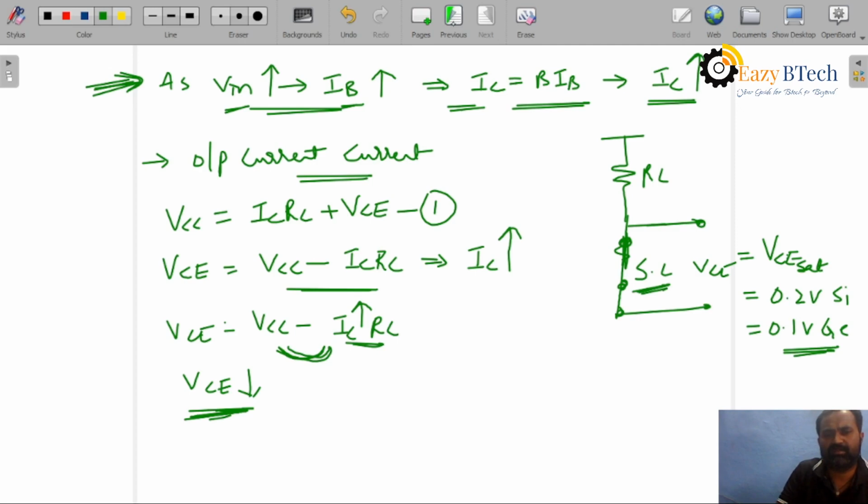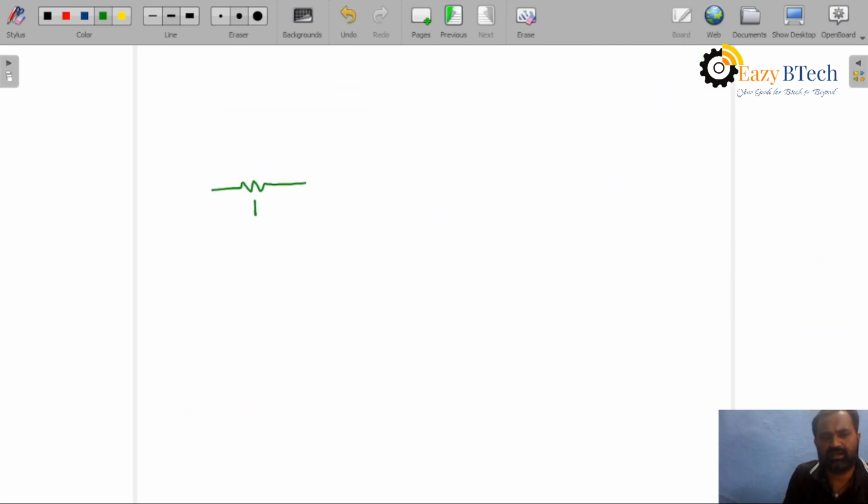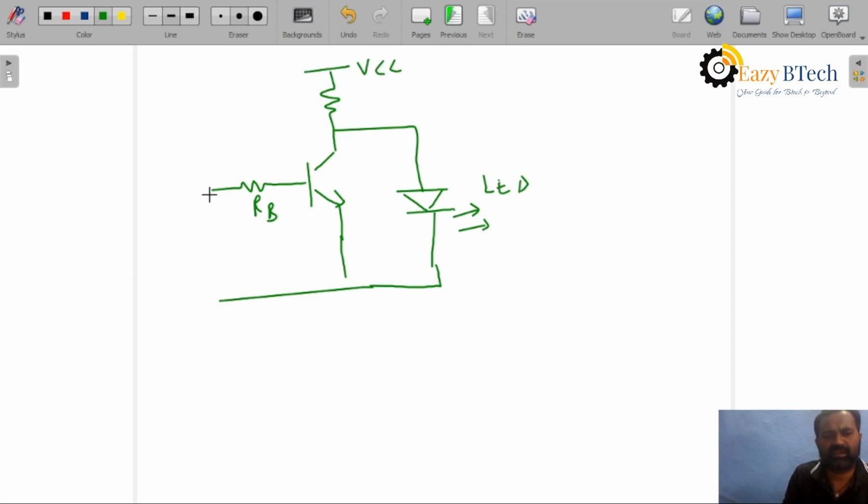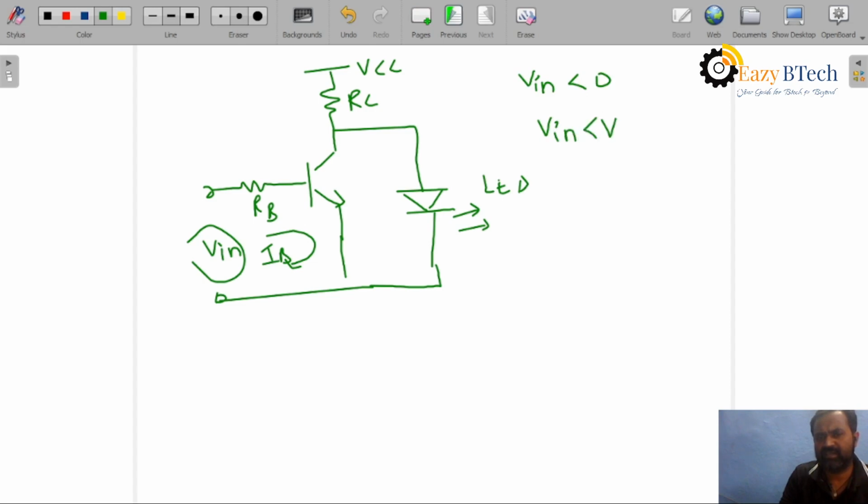Similarly, a basic simple example we will discuss here. This is RB, this is a transistor, and if you connect here, suppose a better example, an LED, it is VCC, V in you are applying as an input. Here the loop current is IB, it is RC. Now when V in is less than 0 or V in is less than VBE, in these two cases the transistor is open circuit, that means off switch.